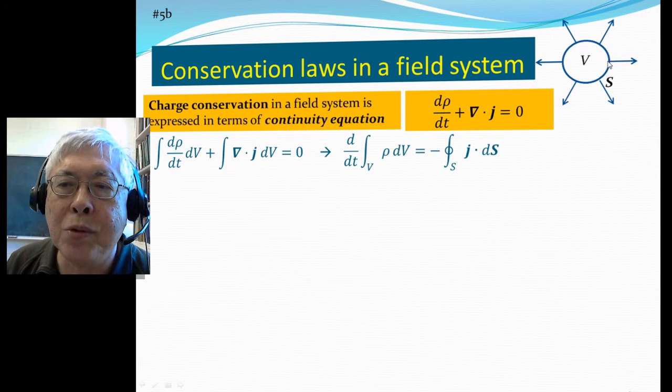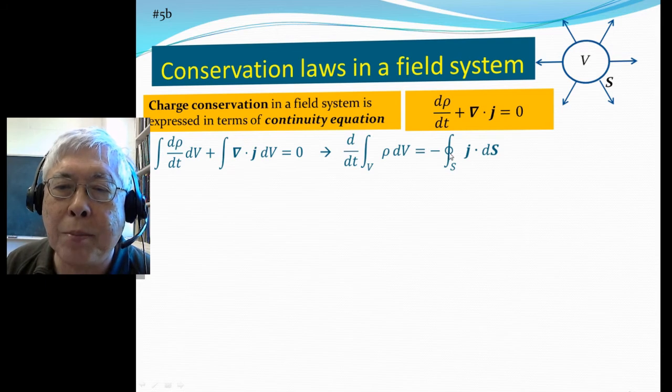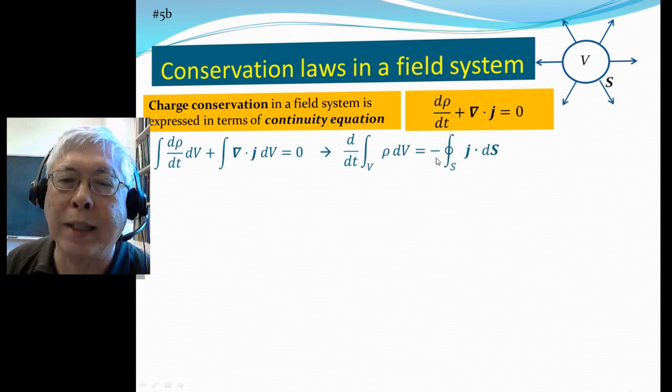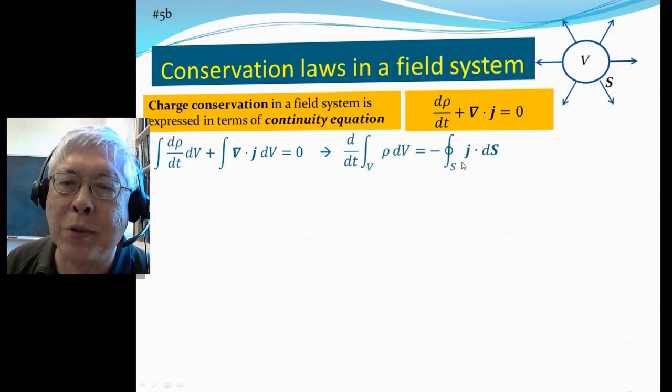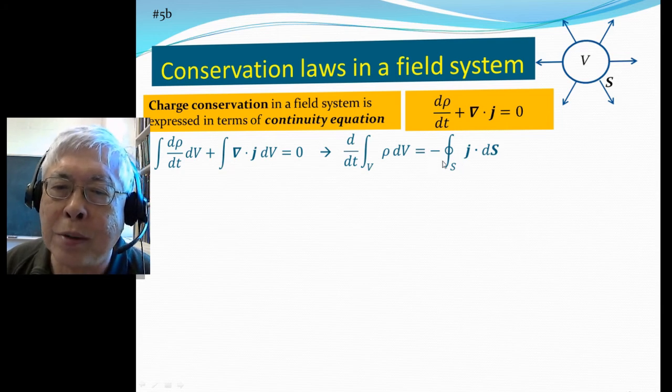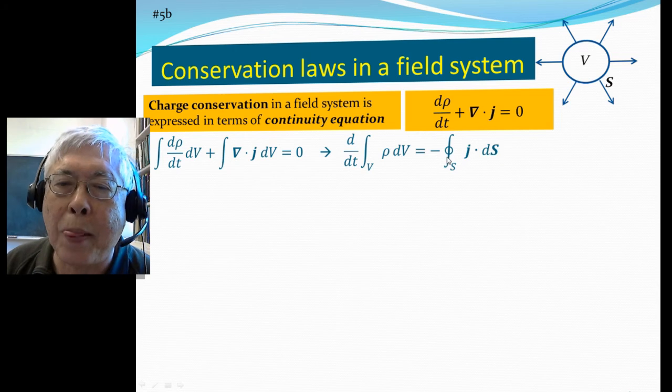Now remember, the element of the surface is always defined to be pointing outward from the volume. So therefore, this minus J is talking about the flow into the volume. So the rate of increase of charge is equal to the amount of charge that flows into the volume. So that's charge conservation. You cannot just get something for nothing. If you increase it, something must be coming in.